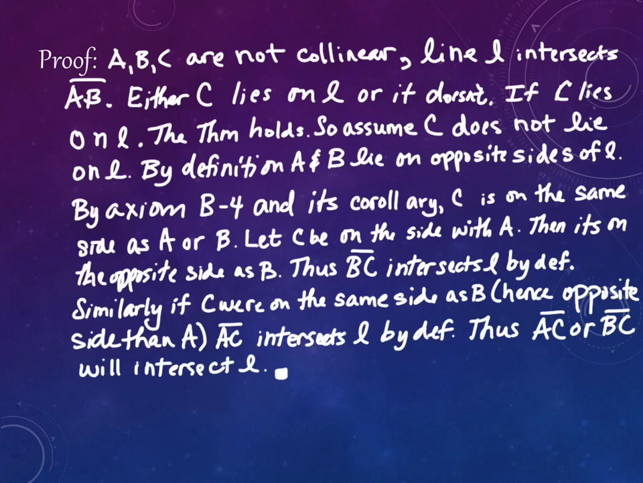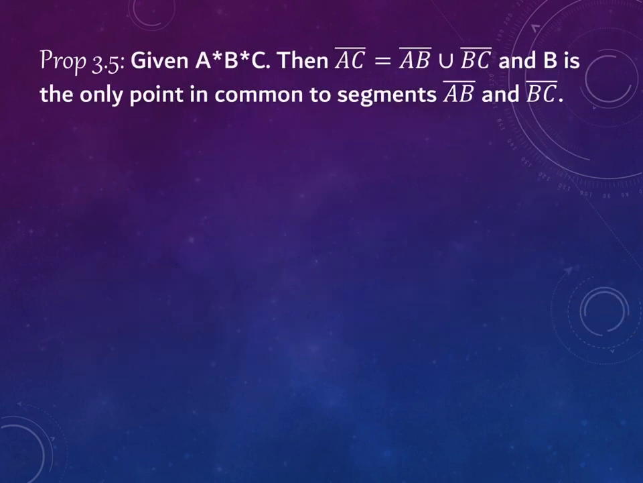Okay, we're going to come across a few more propositions today, a few more definitions. I don't think we're proving anything else for today. Proposition 3.5. Given B between A and C, then the segment AC is the union of AB and BC, and B is the only point that's common to both segments.